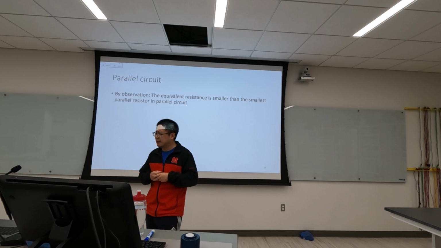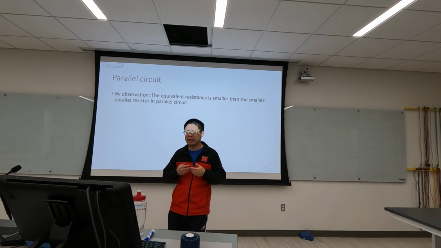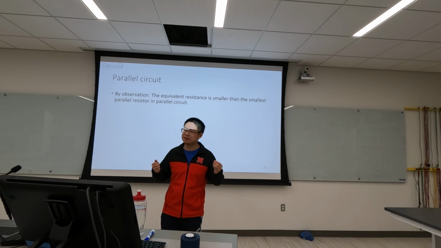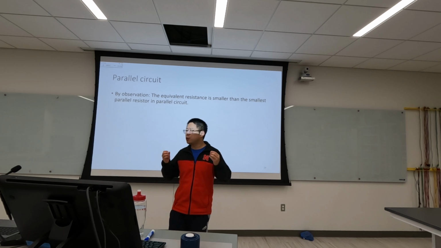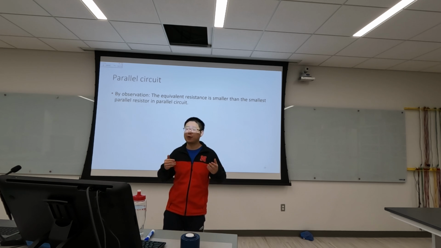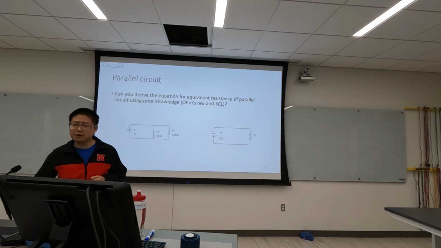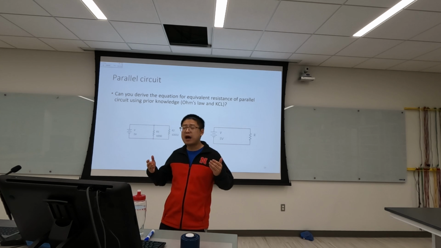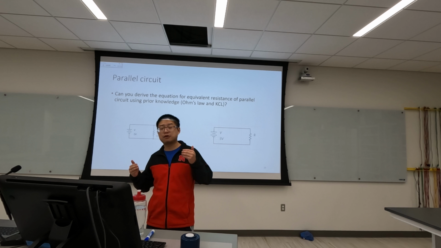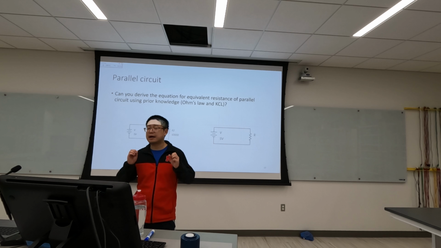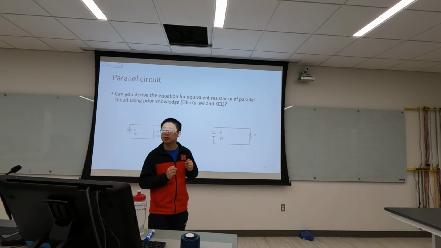But by observation, it is hard for us to obtain the equation to calculate the exact value of the equivalent resistance. So we need to obtain this relationship by mathematical derivation using the prior knowledge. The prior knowledge is Ohm's law and Kirchhoff's current law. I want you to derive the equation for the equivalent resistance of parallel circuit using the prior knowledge. So let's take a look at how to obtain this relationship.